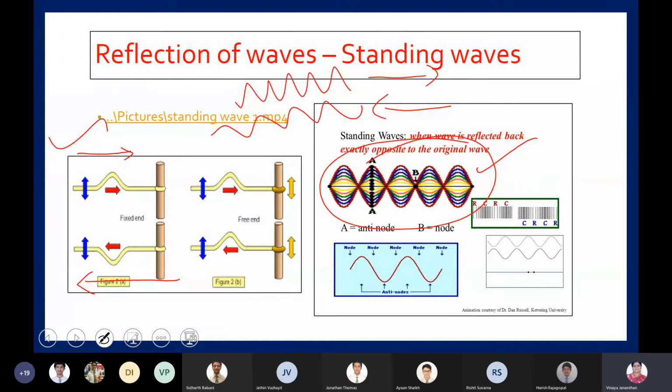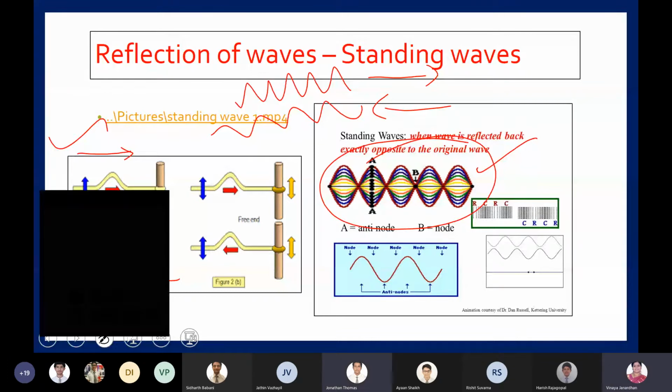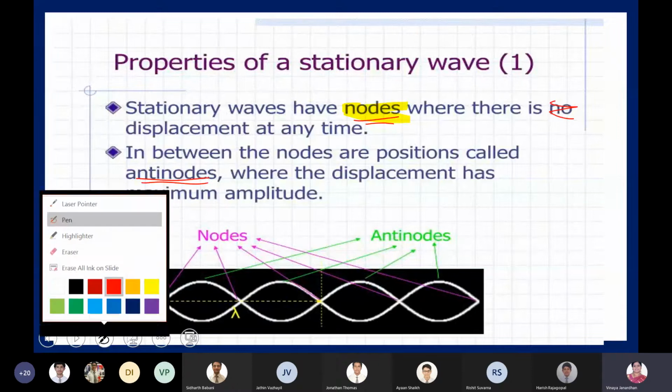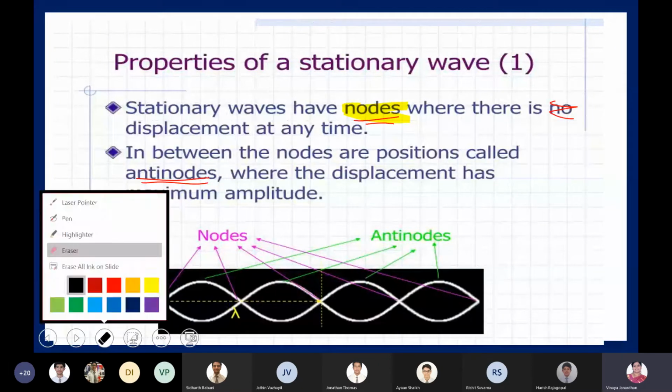The characteristics of a standing wave are that you have nodes and antinodes. Nodes are the points where the molecules, if the wave is traveling through air, the air molecules at nodes will not vibrate. At antinodes, the air molecules will have maximum amplitude. Is that clear, boys? Ma'am, it should be the other way around, right? No, at nodes there will be no displacement, boys.